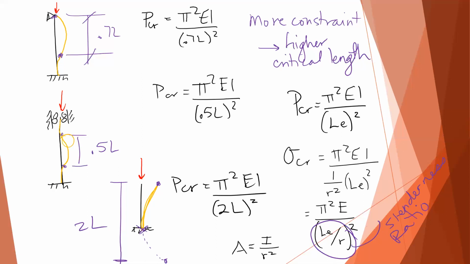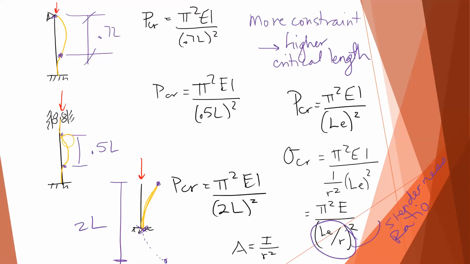So that's the slenderness ratio. That's length divided by radius. It's effective length divided by radius of gyration, which is the square root of I times A. No, sorry. Square root of I over A.